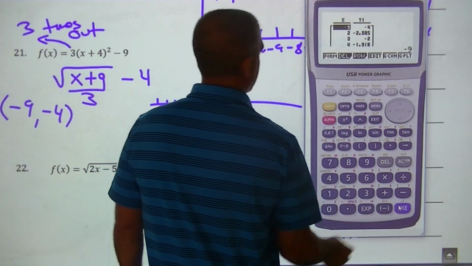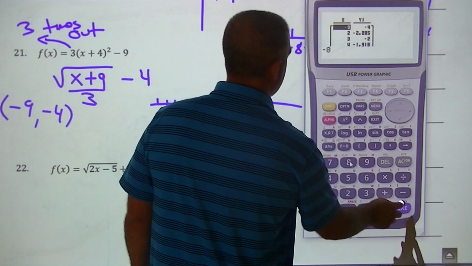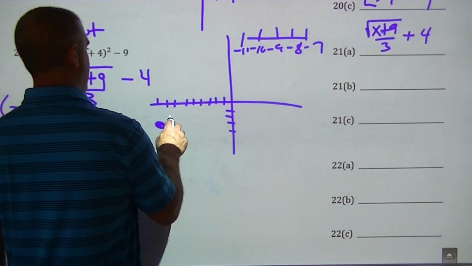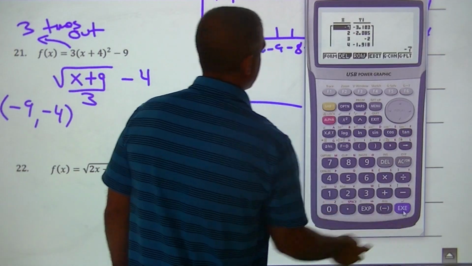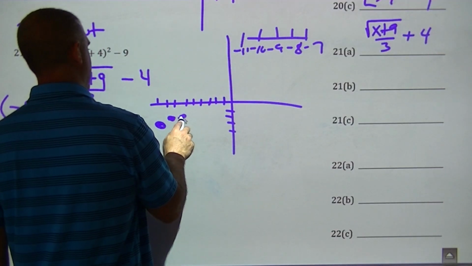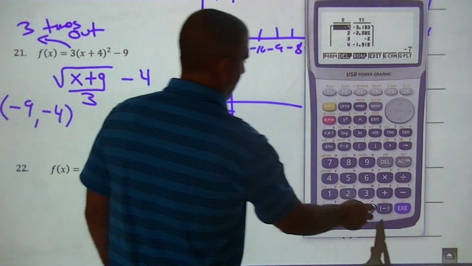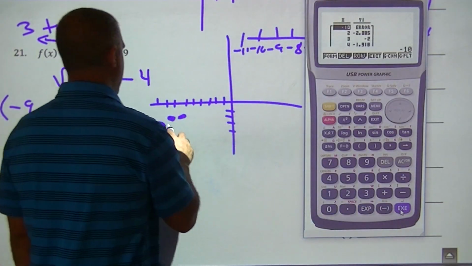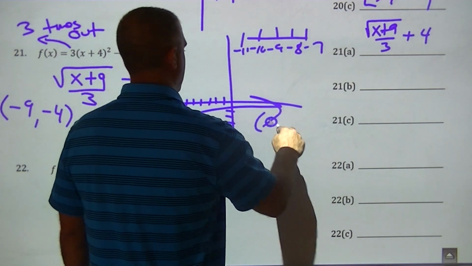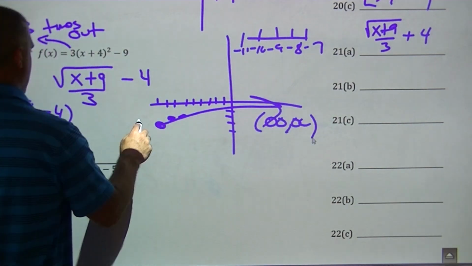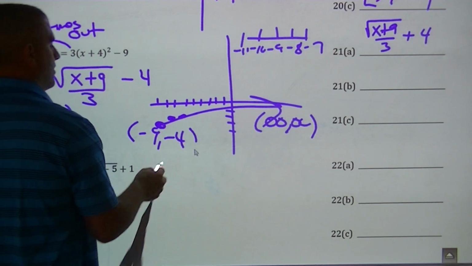Let's just double check. Yep, it's at negative 4, negative 8. It's going to put me at negative 3.4. And then negative 7, it's going to be like this, somewhere like that. If I try to graph negative 10, it's going to give me an error, and likewise. So what I have is this. Okay? So this is infinity, infinity. Okay, this is negative 9, negative 4.